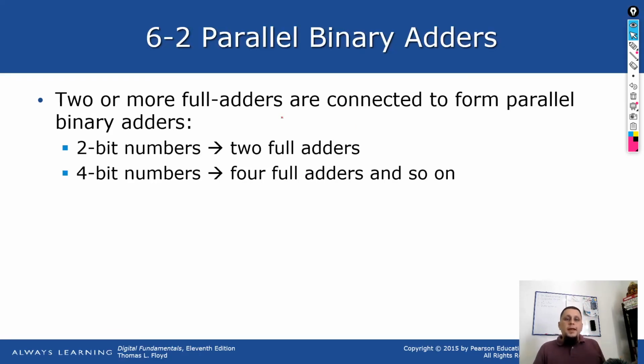Okay, now let's talk about the parallel binary adders. So far we have the half adder and full adder. They can add only single bits, so 1 bit plus 1 bit. What if you want to add more than single bits? If you want to do 2 bit plus 2 bit or 4 bit plus 4 bit, in this case we need parallel binary adders. So next we're going to talk about that.